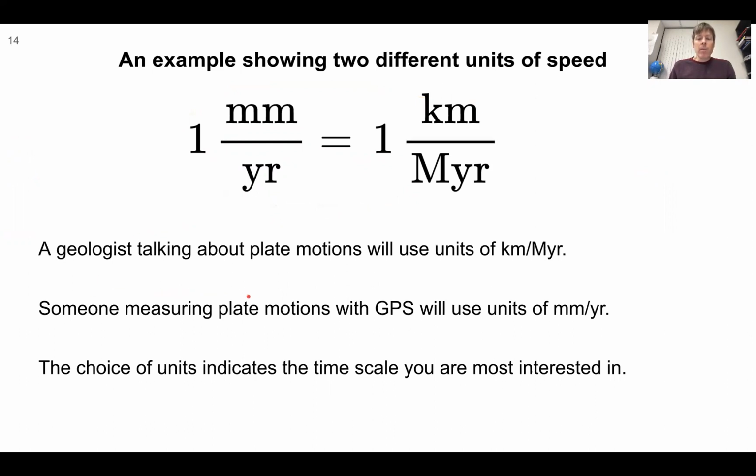Someone measuring plate motions with a GPS will use units of millimeters per year, say, taking a measurement every minute or every second or once a month. You'll take all these measurements of the location of some point or marker in Alaska and use that to measure how many millimeters over the year that it moved. And that would give you a rate of millimeters per year for that motion. The choice of units indicates the time scale you're most interested in, or perhaps the time scale that the data were used to measure.